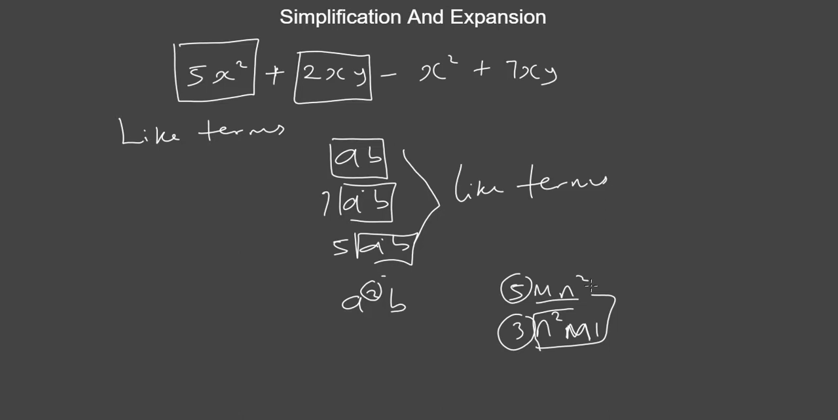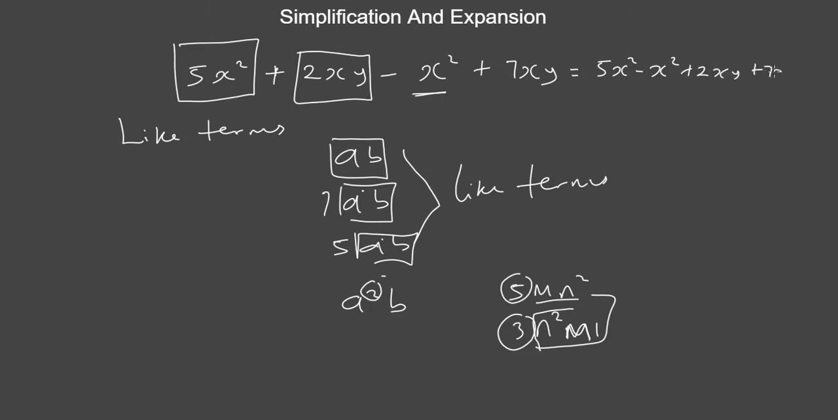You want to identify terms that are alike and add them, just the way you add and subtract in arithmetic. So that is how you simplify expressions. Let's take a look at this expression. You will see that 5x squared has a term that looks like it, which is x squared. This x squared can be imagined to be 1x squared. So we bring this together: 5x squared minus x squared.